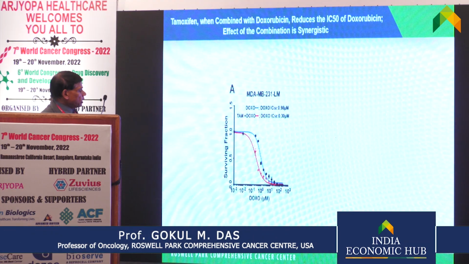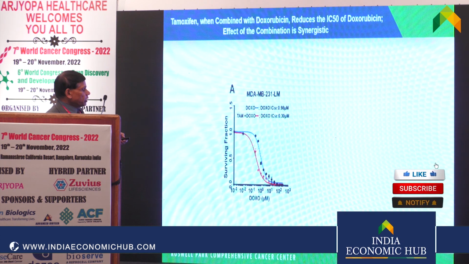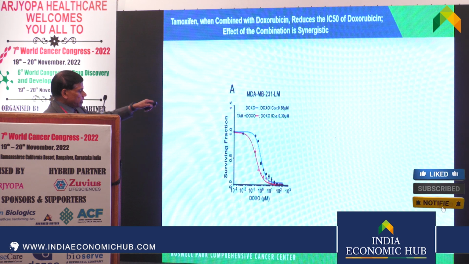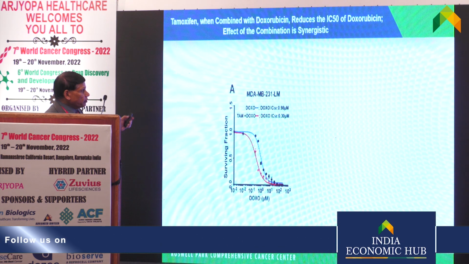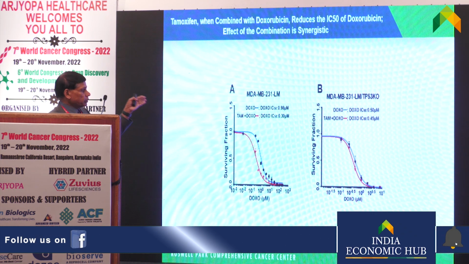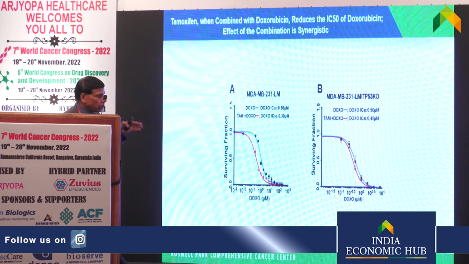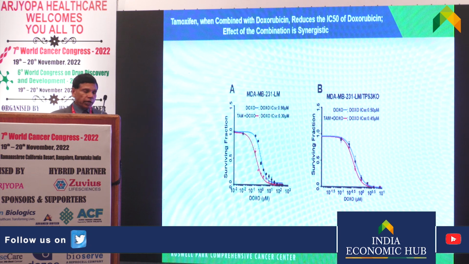So what we have shown is that when you combine tamoxifen with doxorubicin, tamoxifen lowers the IC50 of doxorubicin. As you can see, the red curve is shifted to the left, which means lower IC50. However, when we use the same type of cells, or isogenic cells, the only difference being that we knock out P53 using CRISPR technology, then you see that shift is lost. So this means that tamoxifen is targeting the oncogenic function of mutant P53. When mutant P53 is not there in a particular tumor, adding tamoxifen does not have any advantage.